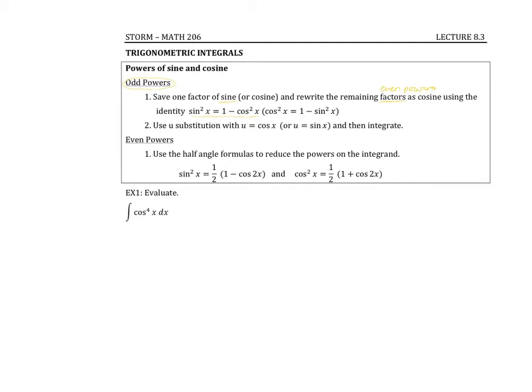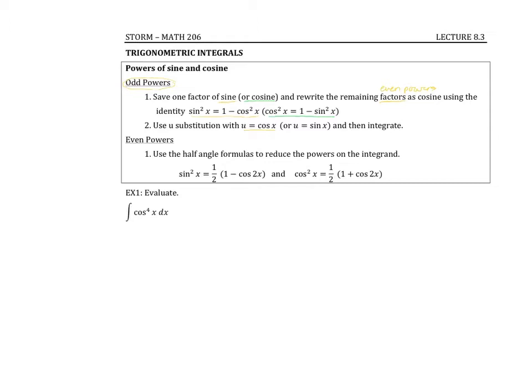Or if you're looking at integrating powers of cosine, then you would save one factor of cosine, and write the remaining even powers of cosine as 1 minus sine squared. So you're then going to use a u substitution of cosine. And the reason why is that, remember, you reserved one factor of sine. If u is cosine, then the derivative is going to be negative sine. So that means that factor of sine dx will be replaced by your du.